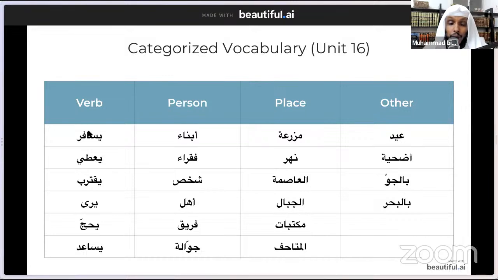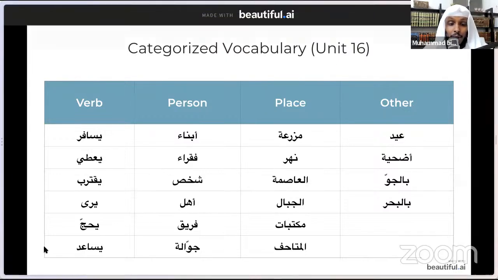So let me make you a sample sentence inshallah. Let's say يسافر أهل محمد إلى العاصمة أو إلى عاصمة المملكة العربية السعودية أو إلى العاصمة الرياض بالجو يوم العيد. Okay, يوم العيد. So you can do something like that inshallah.